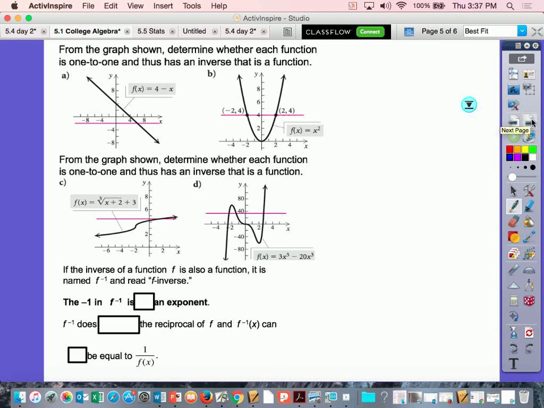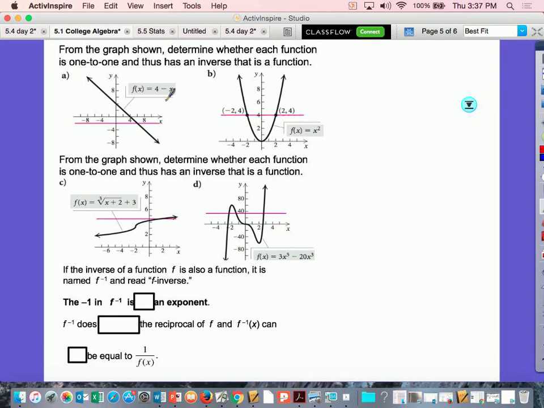Okay, so let's take a look at the next page here. It says, from the graph shown, determine whether each function is 1 to 1 and thus has an inverse that's a function. Does this pass the horizontal line test? Yes, so it is 1 to 1. Determine whether it's 1 to 1 and has an inverse that's a function? No, it does not pass the horizontal line test, so it does not have an inverse that's a function.